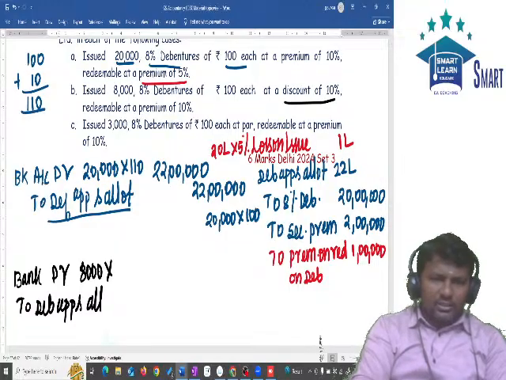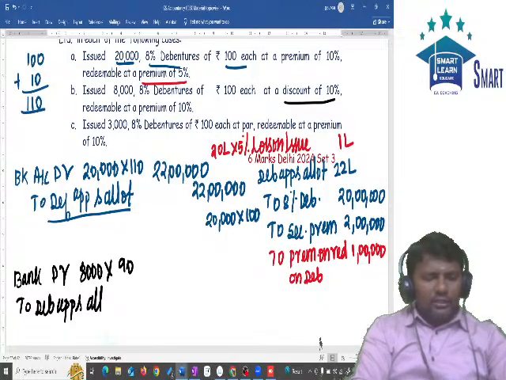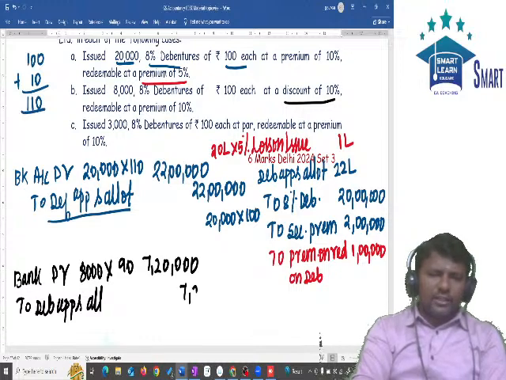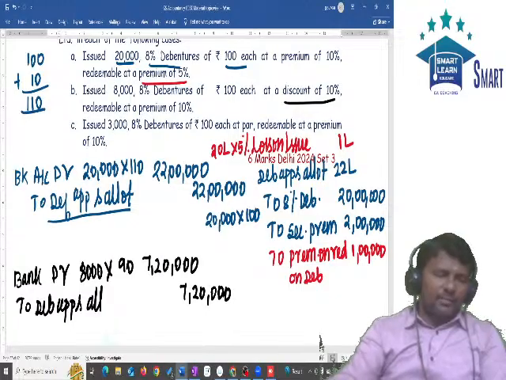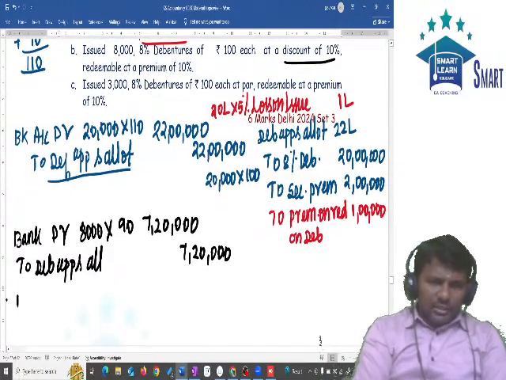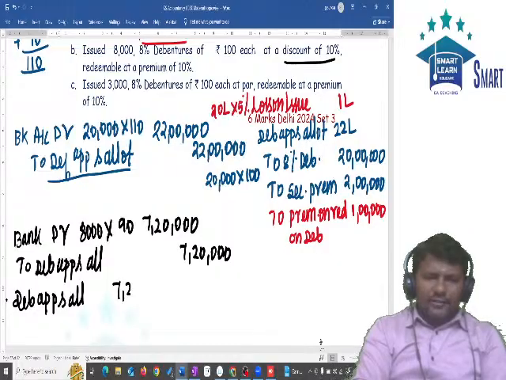10 percentage. Out of 100, 10 percentage is 10 rupees, so 90. 8,000 is the number of debentures, 90 is the issue price. So 7 lakh and 20,000. So first entry, bank account debit to debenture application and allotment, it is 7 lakh and 20,000. Now debenture application and allotment should be transferred to debentures, 7 lakh and 20,000.